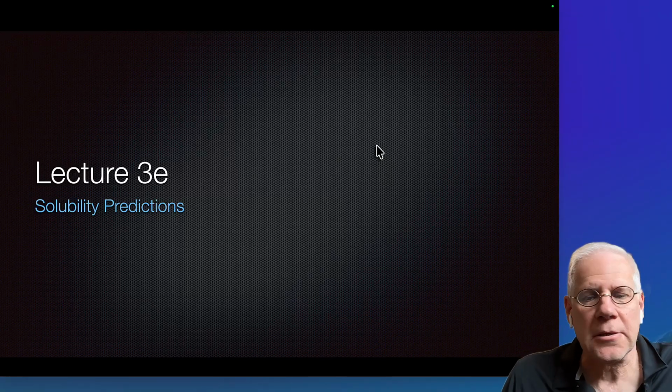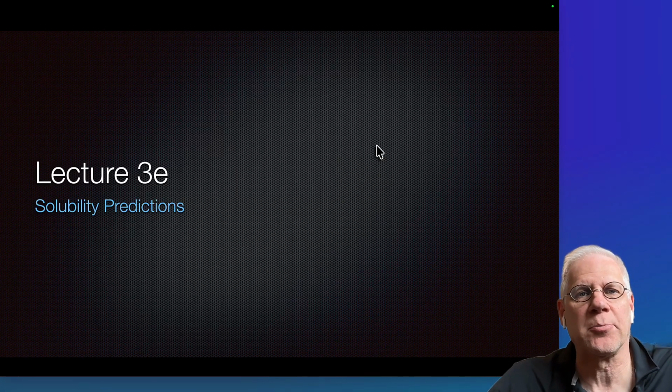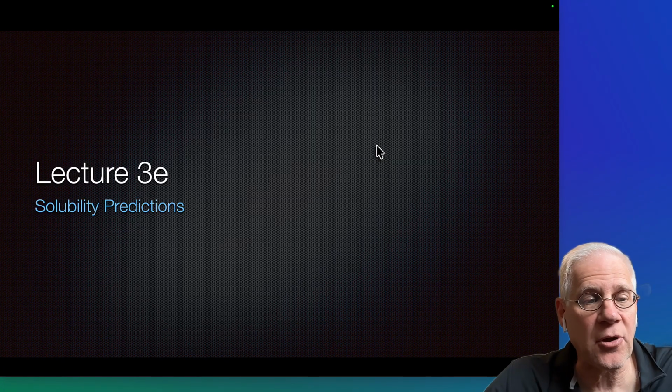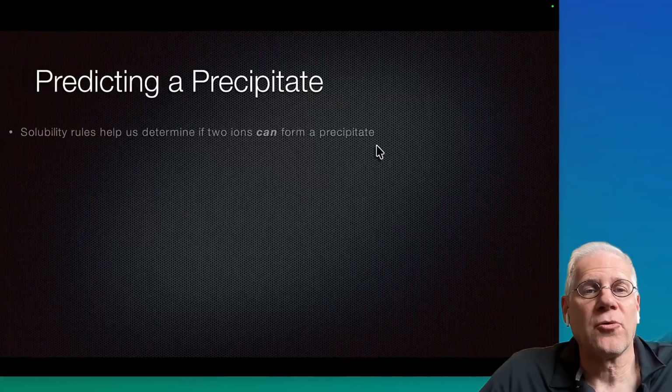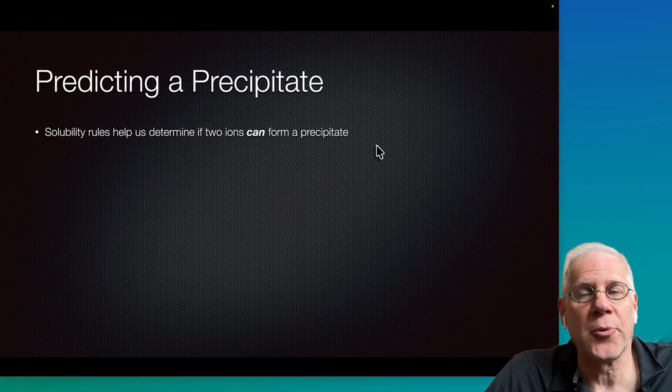Well, here in Lecture 3E, we're going to look at solubility predictions. Specifically, we're going to look at can a solid form and will a solid form. So we want to be able to predict whether we're going to get a precipitate in a solution.